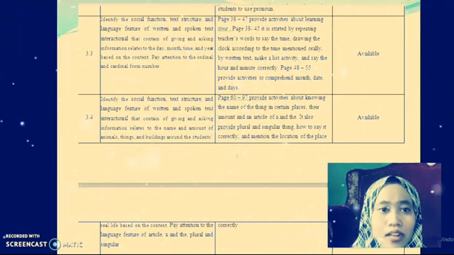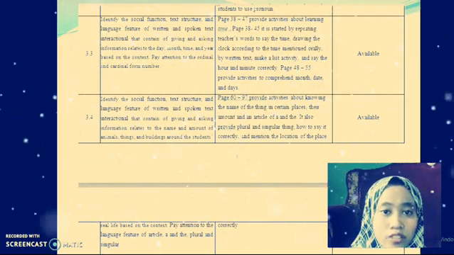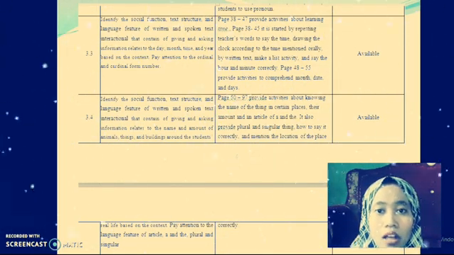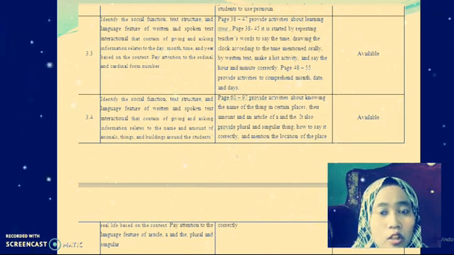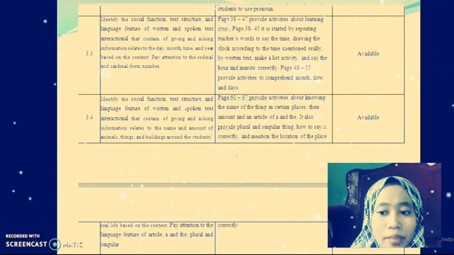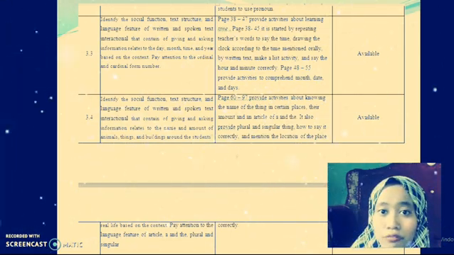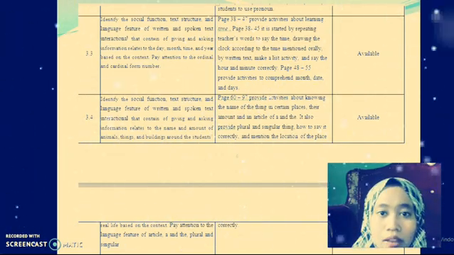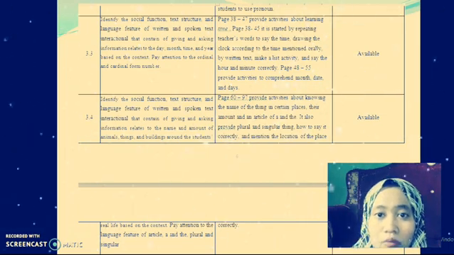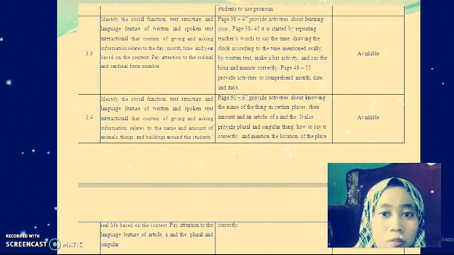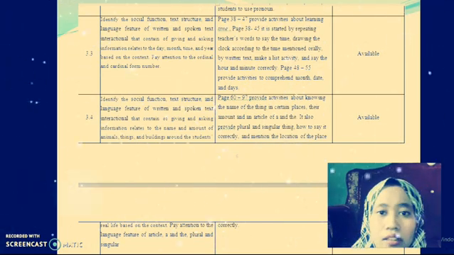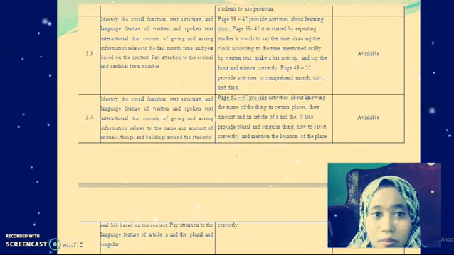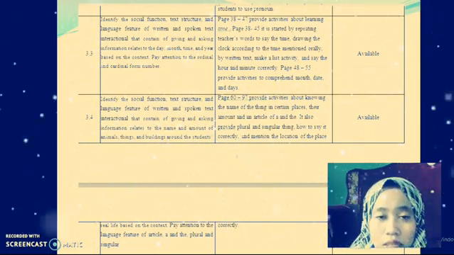And the second basic competence is identify the social function, text structure, and so on. You can see the basic competence there. The basic competence is also available. It can be seen at pages 38 until 47 that provide activities about learning time. And also pages 38 until 45 that start by repeating the teacher's words to say the time. And this material reflects the basic competence in a syllabus.